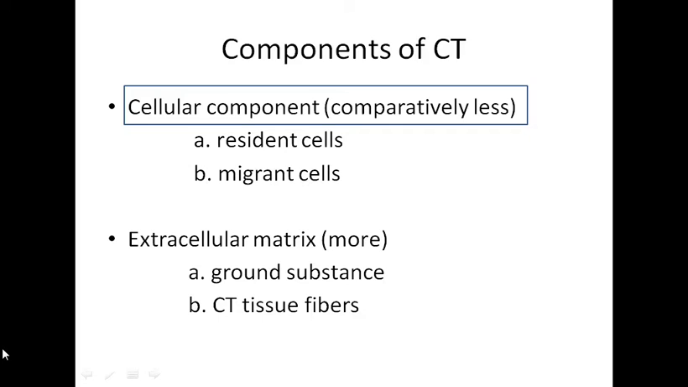Coming over to the components of connective tissue, it has the cellular component and the extracellular part, which is known as the extracellular matrix. Unlike other basic tissues, the cellular component is comparatively lesser in quantity as compared to the extracellular matrix, which is more in connective tissue, right? So in connective tissue the cellular component is less and the extracellular matrix is more, which is opposite in other basic tissues, right?